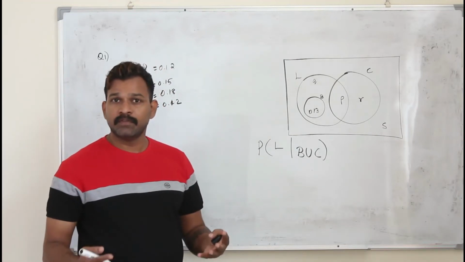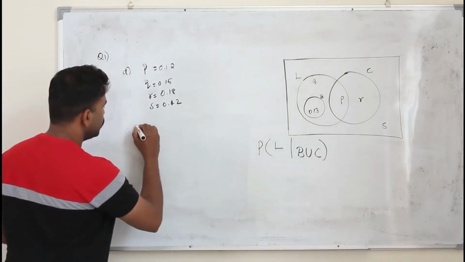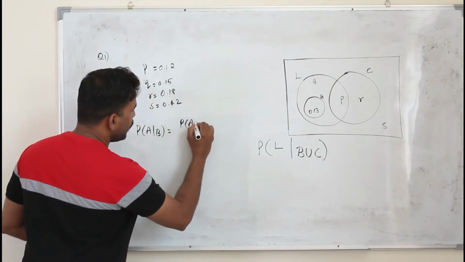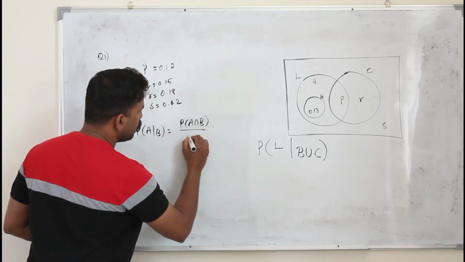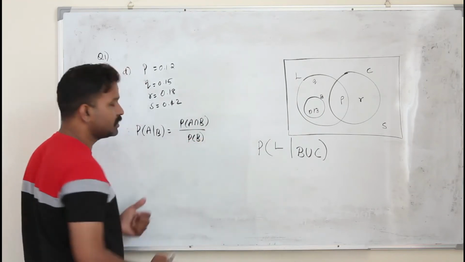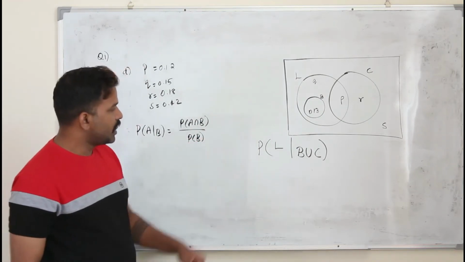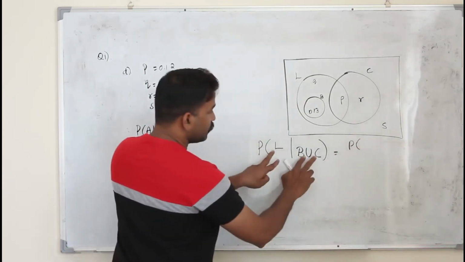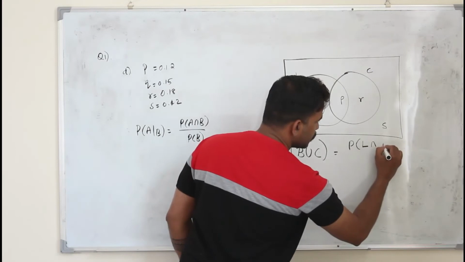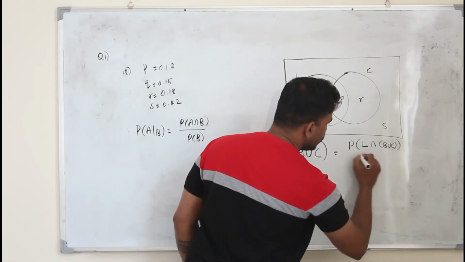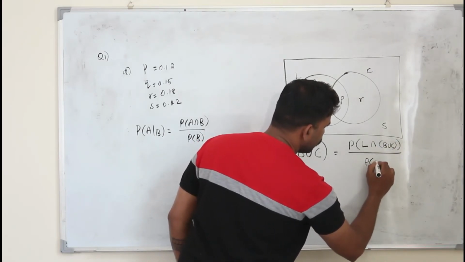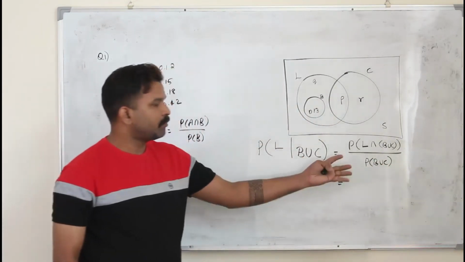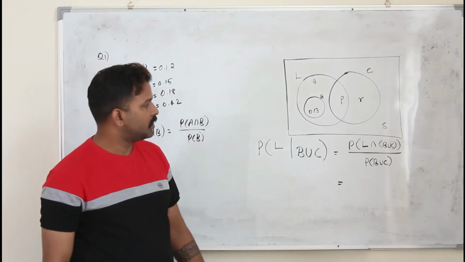You need to remember the formula for conditional probability. The formula is P of A given B is P of A intersection B over P of B. That's the formula. So in this case, the formula will be P of the intersection of these two, L intersection B union C, divided by P of B union C. So just apply the values here, you'll get the answer already.